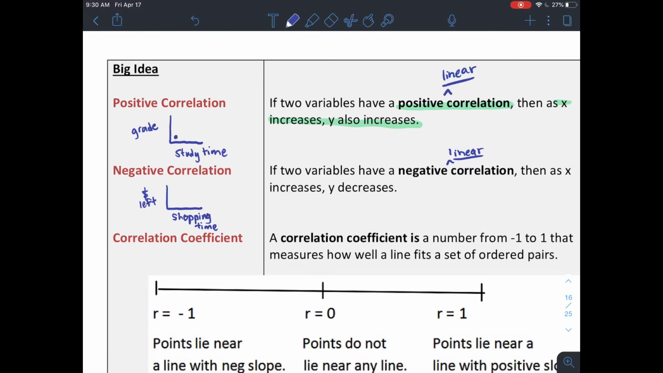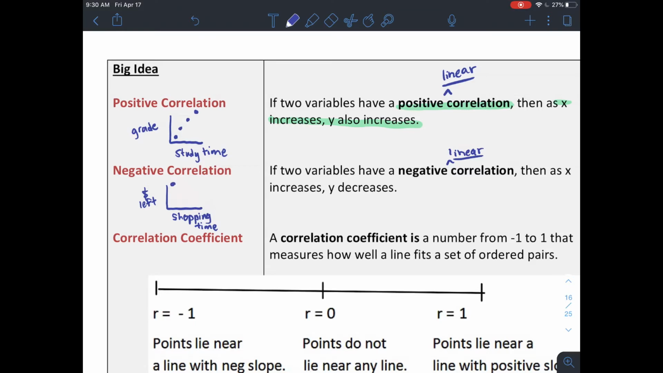If your x values increase and your y values also increase, then that would be data that has a positive correlation. Say the amount of time that you study increases, we would hope that your grade, your output, would also increase. So those data values would have a positive linear correlation.